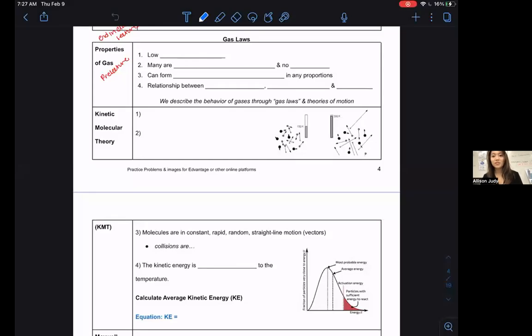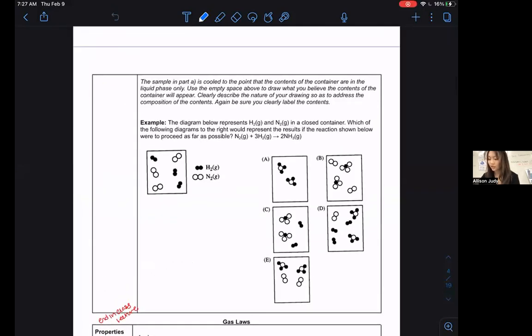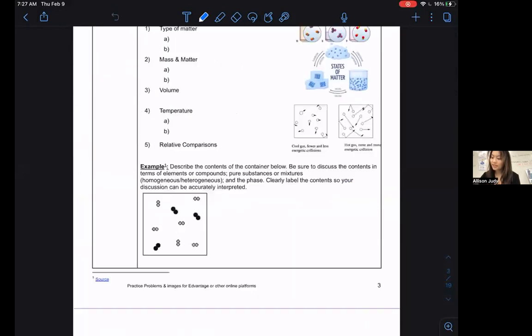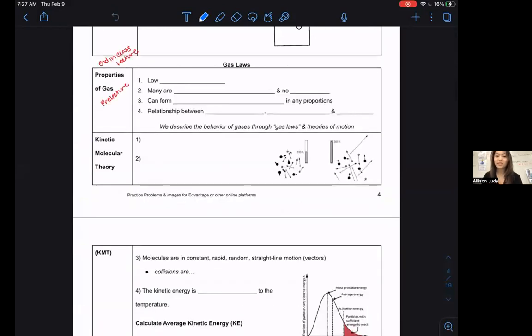All right, welcome AP students to your gas properties and gas laws kinetic molecular theory pre-lecture. You guys have just learned theoretically about IMFs, and now we're going to take in this Unit 3 topic, we're going to take a look particularly into gases.